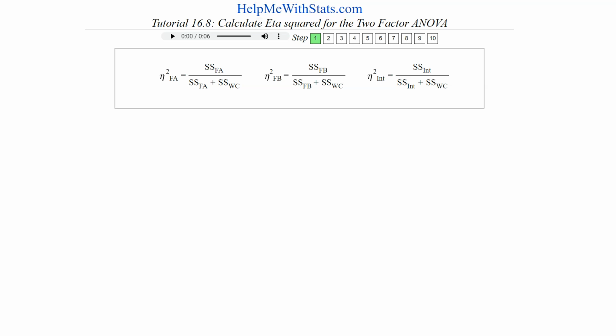HelpMeWithStats.com was used to create this tutorial that can help us calculate eta squared for the two-factor ANOVA. Let's work through the effect size calculations for the three effects in a two-factor ANOVA.